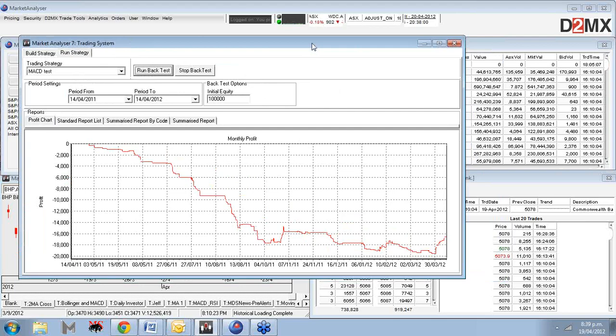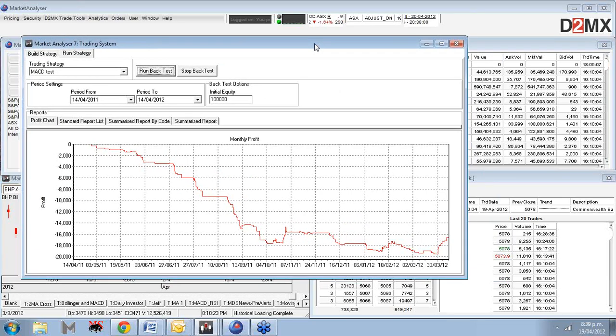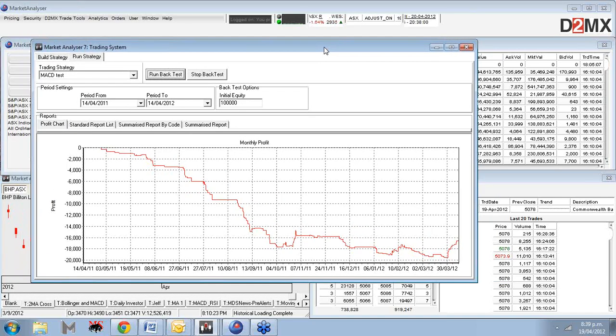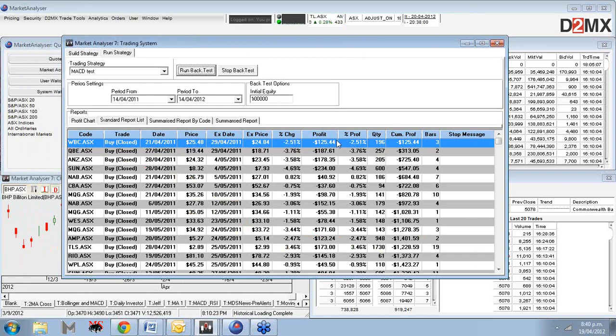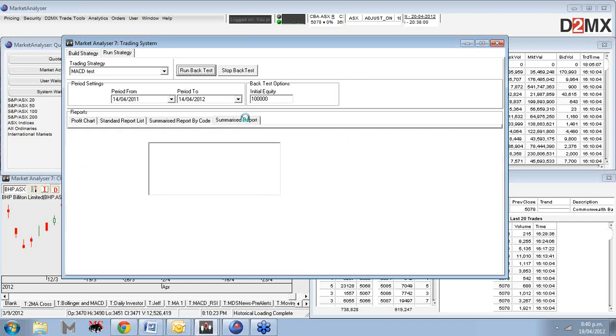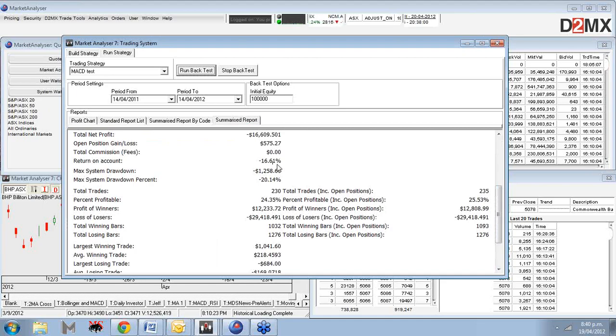We can find out more about it, look at all of the trades that occurred, when the entry dates were, and the exit dates and the profit. So the entry date there, exit date, the price we got in, price we got out, and the profit we made on each trade. But fairly consistently negative. The summarized report will show us those results. We lost a total of $16,000 and a return of minus 16%. 230 trades, only 24% were profitable.